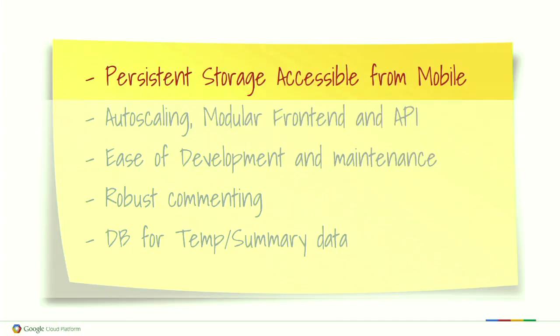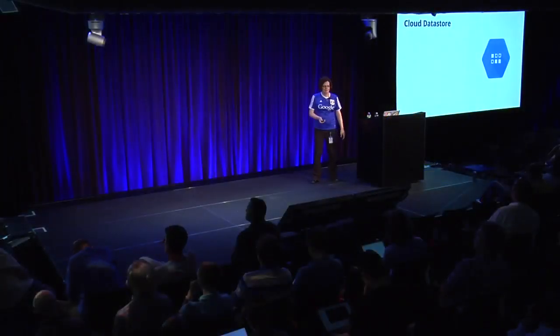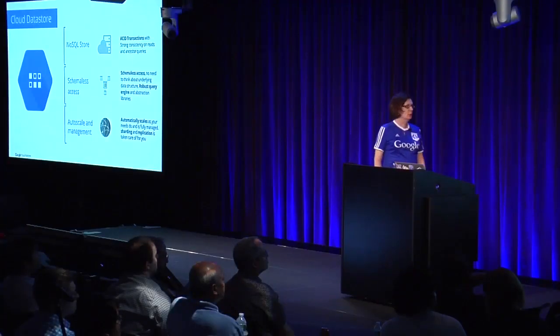So for this on our shopping list, it's storage that's available to us from a mobile device. So we can upload data from a mobile and then access it through the rest of the application. So for this, we chose Cloud Datastore. And the Cloud Datastore, we're going to get into the details of why and what the Cloud Datastore does shortly. Why did we choose the Cloud Datastore? So this is the Cloud Datastore.